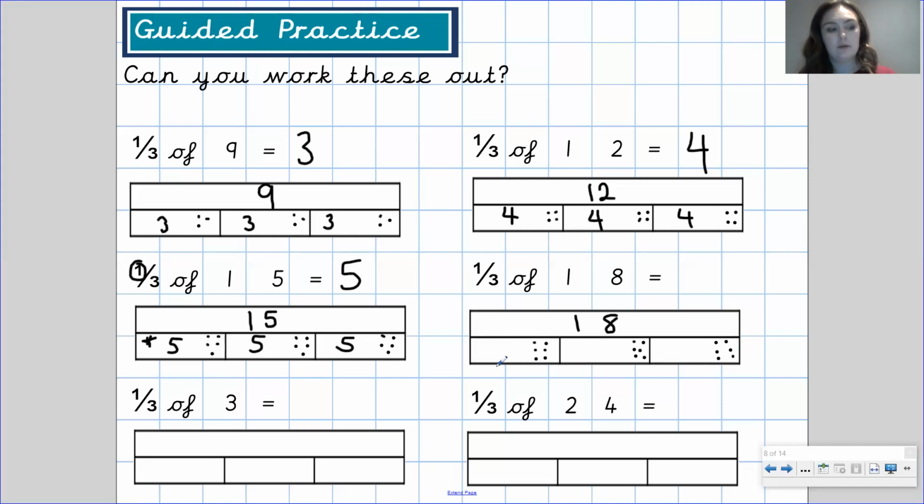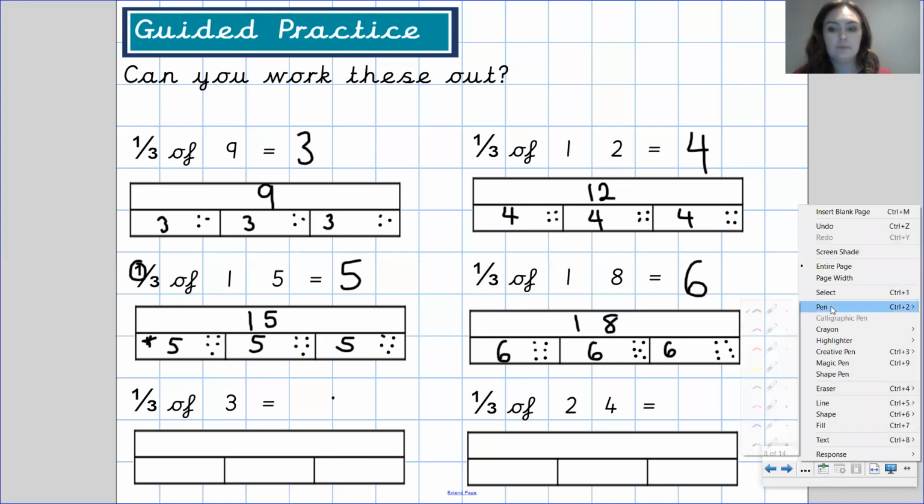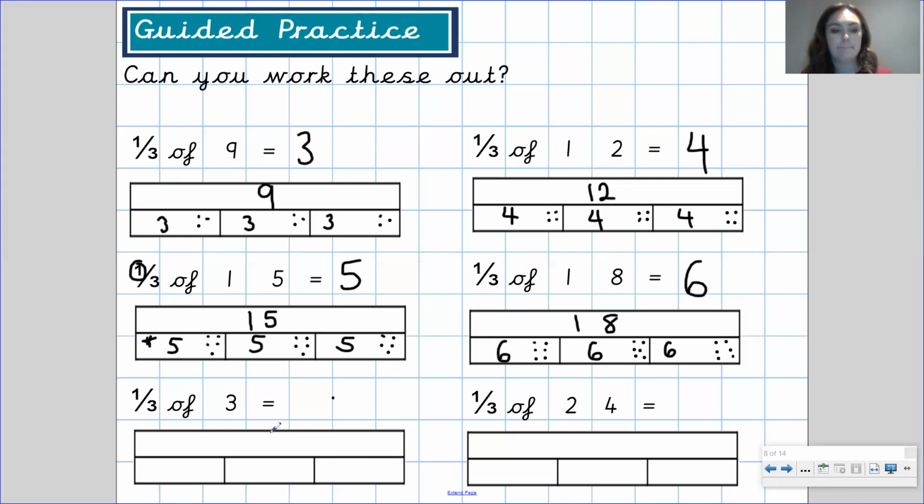Pause the video to have a think. Well done. We're going to be putting 6 into each part. And because we're finding 1/3 of 18, we only care about one of the parts, which means our answer is 6. Okay, let's have a go at this one here. So 1/3 of 3. What are we going to put in our whole on our bar model? What do you think is going to go there? Well done. 3 is going to go there.